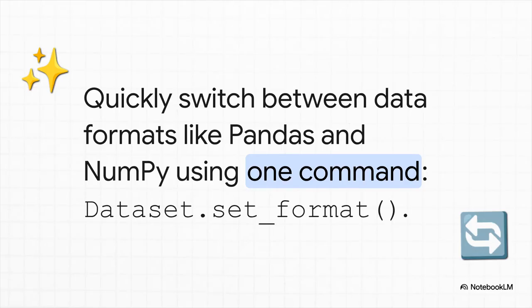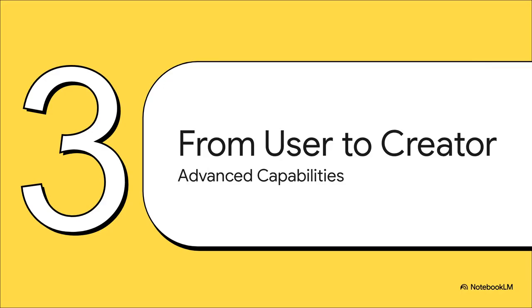And finally, formatting. This is where it all just clicks. You know how different ML frameworks want their data in different formats? PyTorch wants tensors. Others want NumPy arrays, or maybe you need a Pandas data frame. Instead of fighting with all these manual conversions, you just use one simple command, set format, and boom, you can switch between them instantly. Okay, deep breath. You've just mastered the entire core workflow. Loading, wrangling, formatting, you got this.